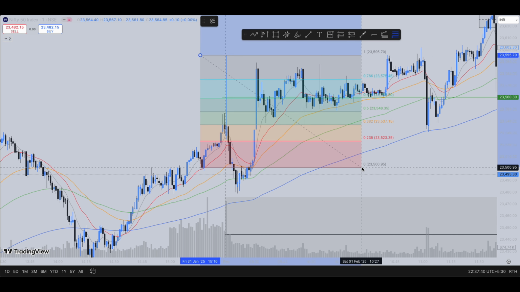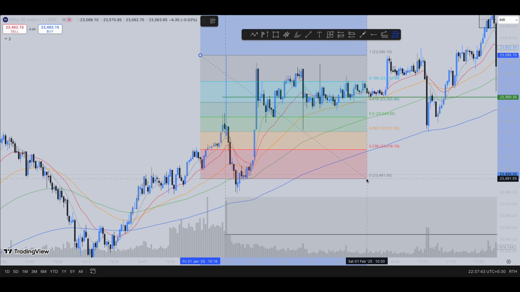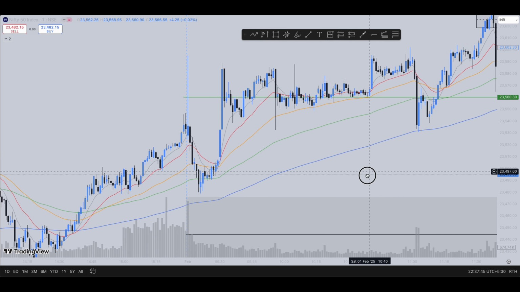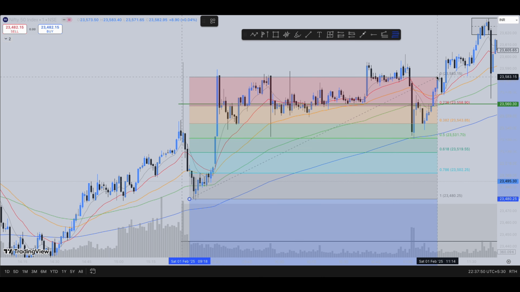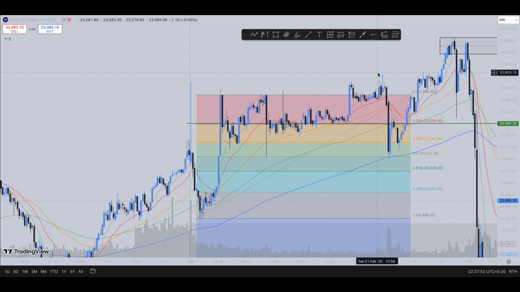Or if you consider the 5-minute zone, this is the 5-minute zone, guys, and you can see clearly the market took support. This is the 550 candle.